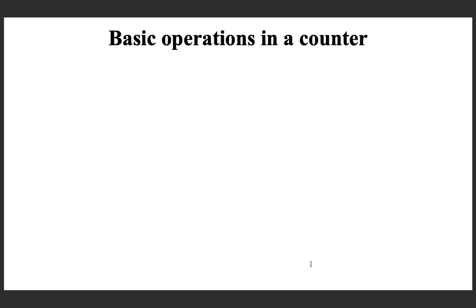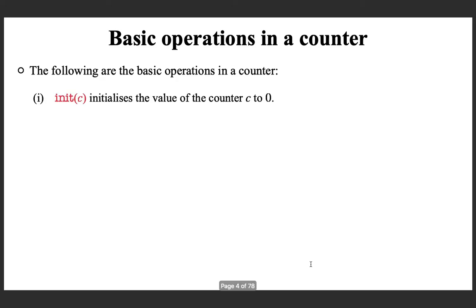What are the basic operations in a counter? The first operation is initialization. If C is the counter variable, init will initialize that counter to 0. Then tick is a function which increments the counter value, which is the name given in the textbook. You can call it increment, but this is the name we are using. Tick means increment. It represents a clock tick, that is why the name is tick. When a clock tick comes, it increments.